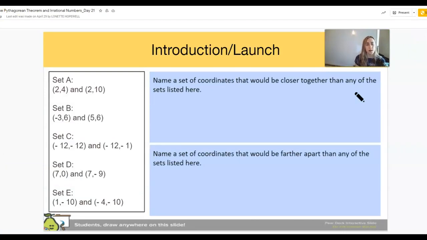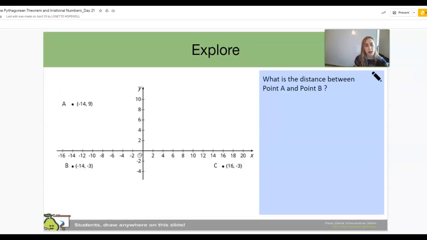So after you've had time to do your own thinking and use the Desmos graphing calculator if it's helpful to you, now you'll record your set of coordinates that would be closer together than any of these sets in the top, and your set that would be farther apart in the bottom. And when you're ready, we'll move on to our Explore section, and we're starting on slide C.